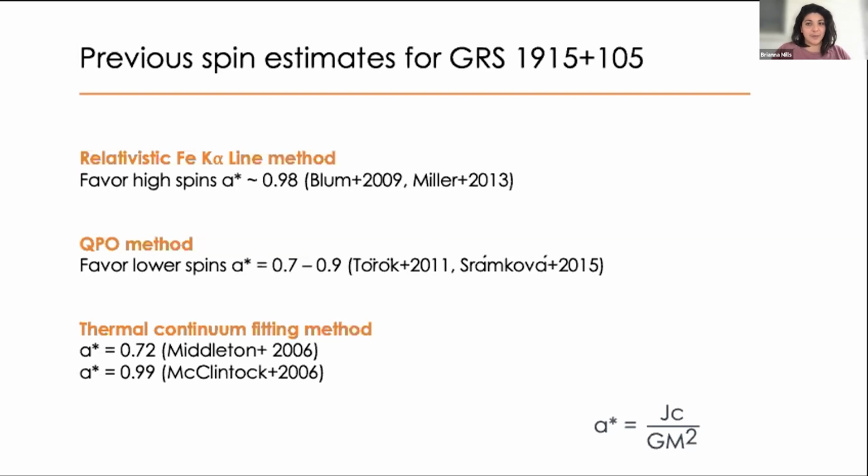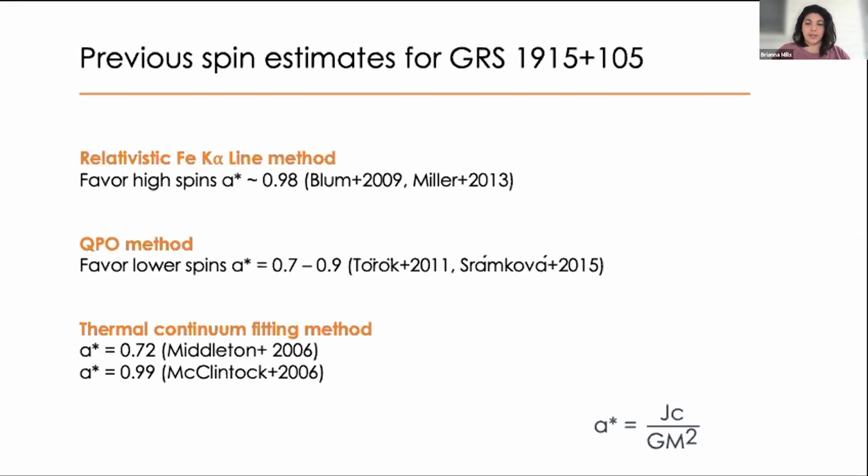So there are a couple of different ways to get at the spin of a black hole. And for 1915 specifically, this has been done a lot. So for modeling the relativistic iron K-alpha line method, this is the broadened reflection spectrum from the corona irradiating the accretion disk. And if you model that, the spins for GRS 1915 are typically very high. It tends to favor high spins for this method, whereas the QPO method, modeling the power density spectra, seems to favor lower spins than the iron K-alpha line method, from about 0.7 to 0.9 for the spin.